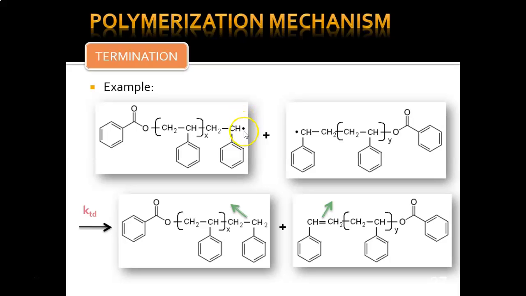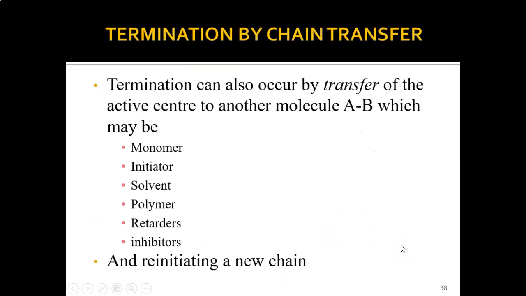Okay, the radical side here will turn into hydrogen, and the active side here will become a double bond. So we will be left with a single bond and a double bond. For this structure, you just copy down the above structure, but with the presence of the double bond. So KTD is the rate constant of termination during the disproportionation process. Now we look at the termination by chain transfer.